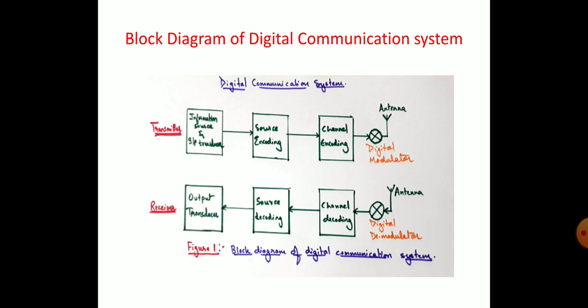Alright, if you're looking at the transmitter part, obviously you are supposed to give some input source, right? So the input could be in the form of audio signals, video signals, image, text, whatever. Okay, and the second block you can see here is your source encoder. We'll deal with these blocks one by one in detail. Then you have channel encoding, followed by digital modulator, and then whatever signals are produced are going to be transmitted via the antenna.